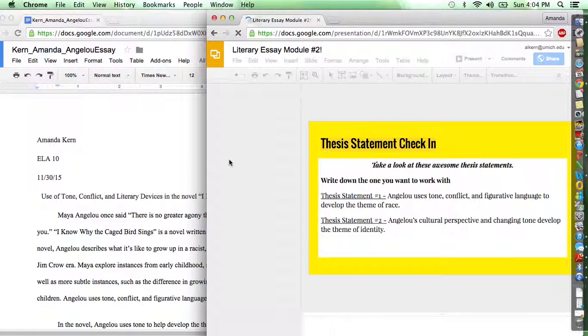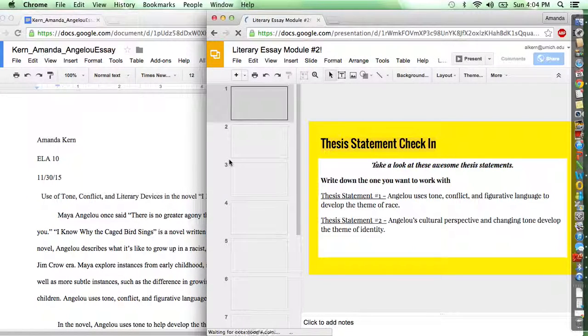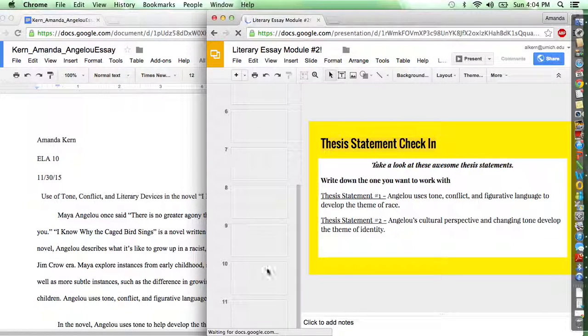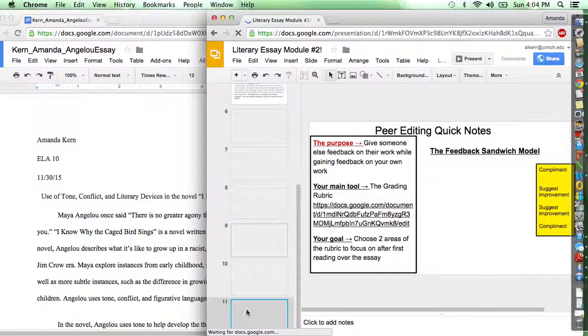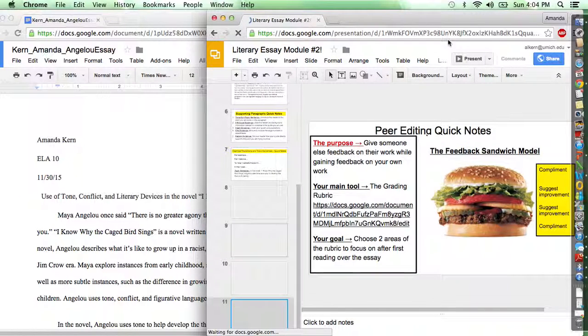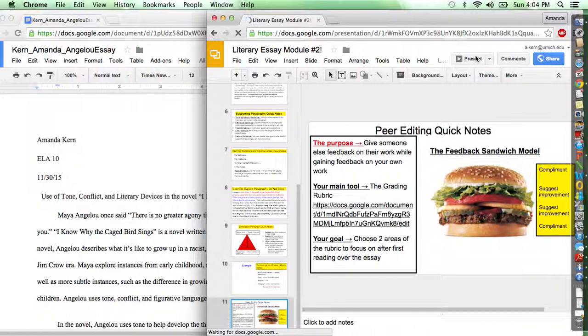For this virtual lecture, we are going to be working with slide number 11. So go ahead and scroll down to slide number 11, where you will see your notes. So let's take a look at them.